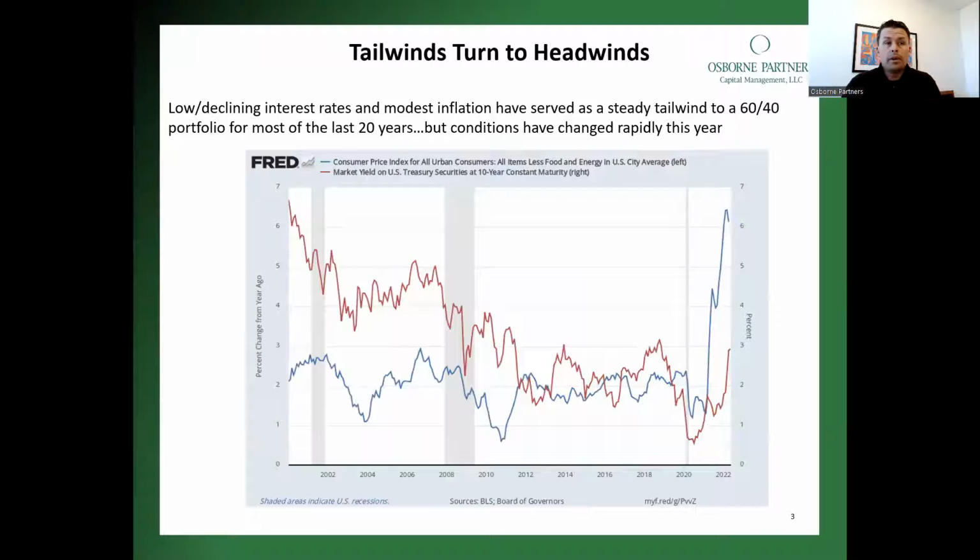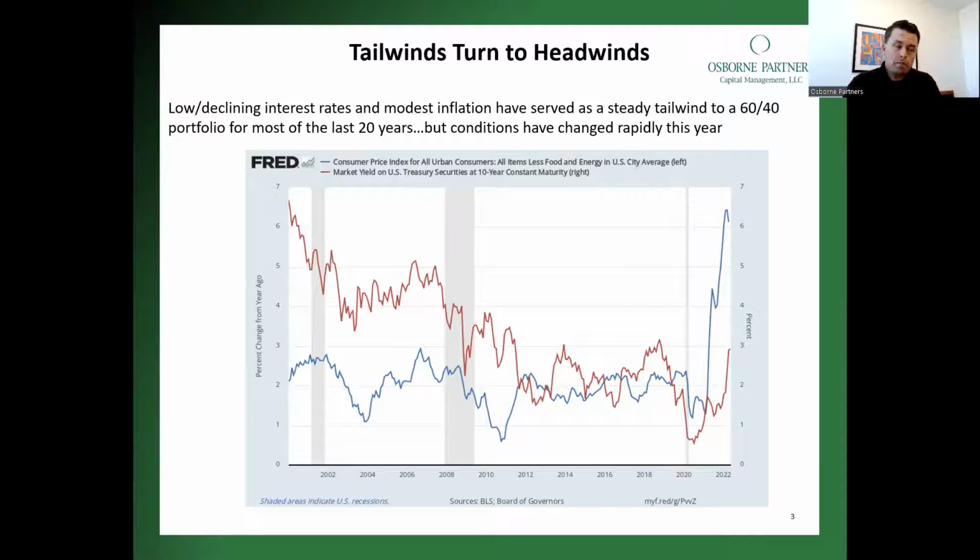So one good example of this is really what's gone on with interest rates and inflation, which, as many know, are two of the more important economic variables. Both have been relatively consistent tailwinds to the traditional two asset class 60-40 portfolio. Coming into this year, we've seen the combination of gradually declining interest rates alongside core inflation readings that have really been under 3% for the vast majority of the past 20 years.